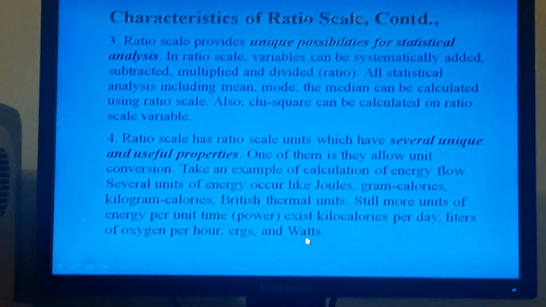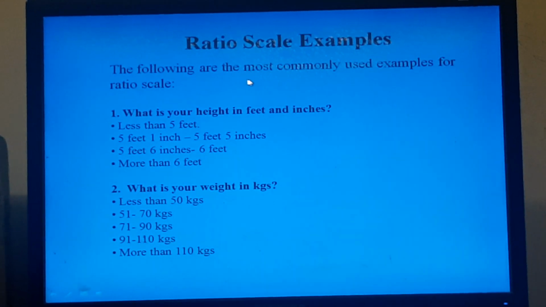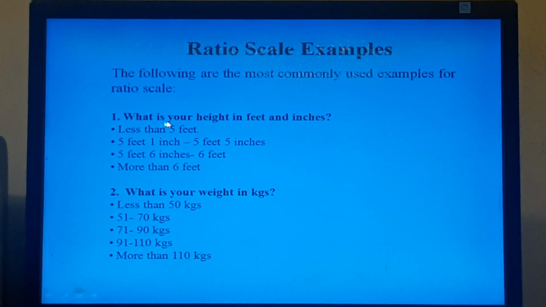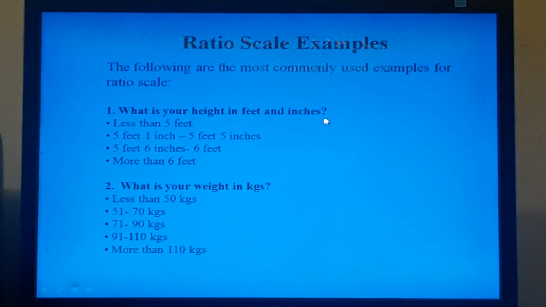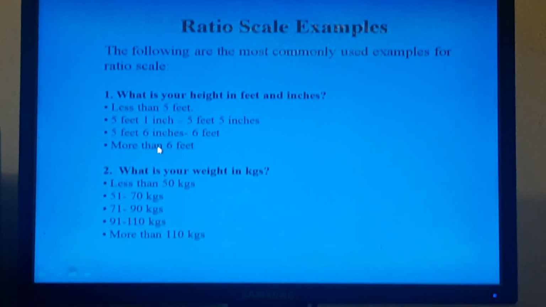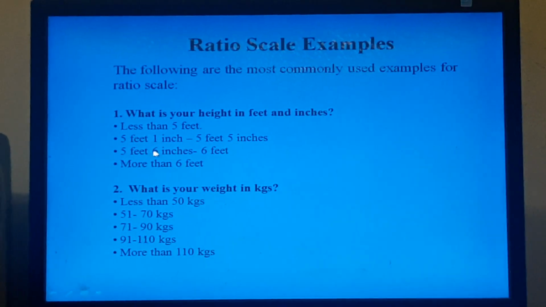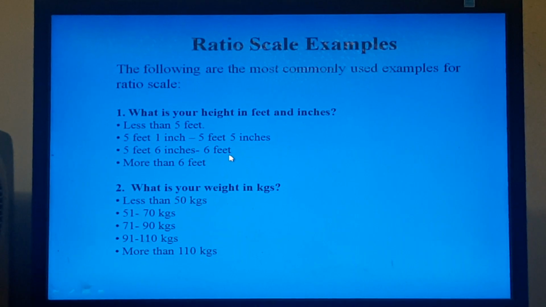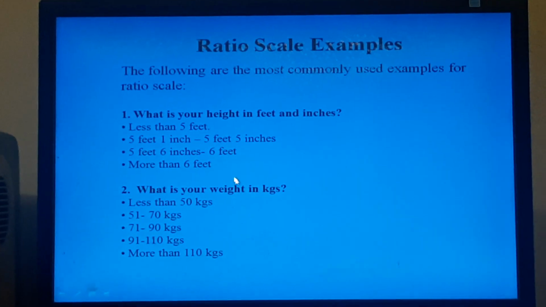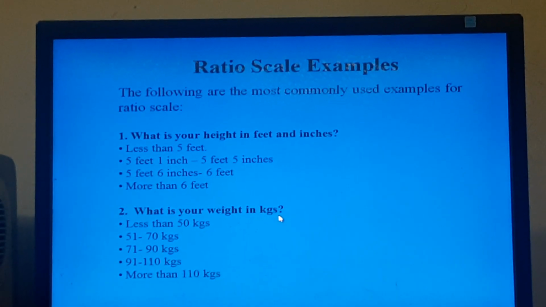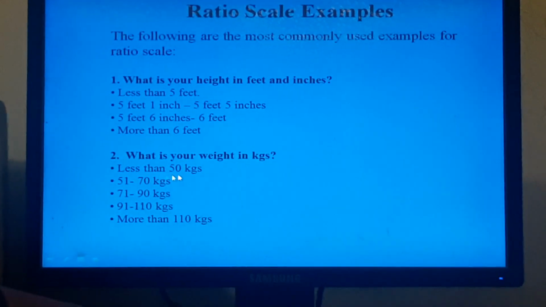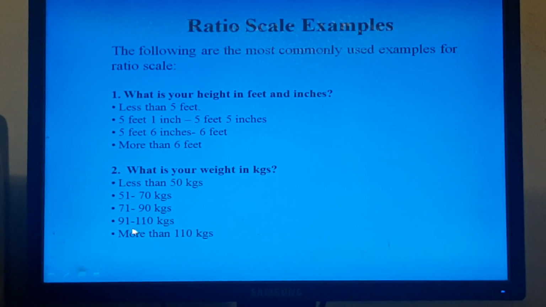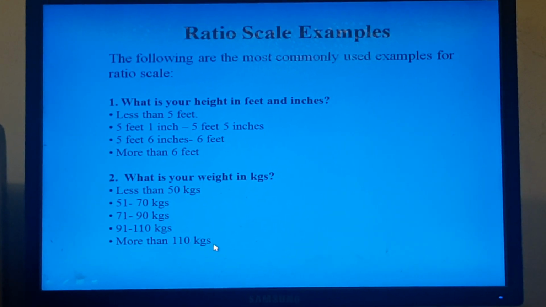years and watts, etc. Here are some commonly used examples of the ratio scale, such as: what is your height in feet and inches? There might be four answers: less than 5 feet, 5 feet 1 inch to 5 feet 5 inches, 5 feet 6 inches to 6 feet, more than 6 feet. Or what is your weight in kilograms? Less than 50 kgs, 51 to 70 kgs, 71 to 90 kgs, 91 to 110 kgs, and more than 110 kgs.